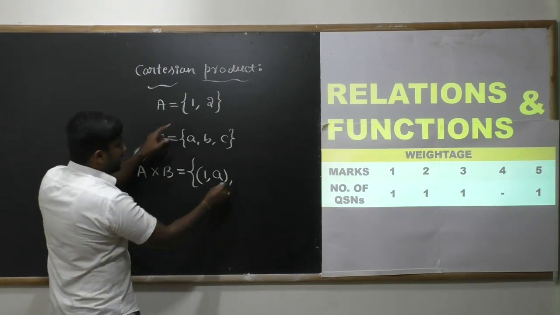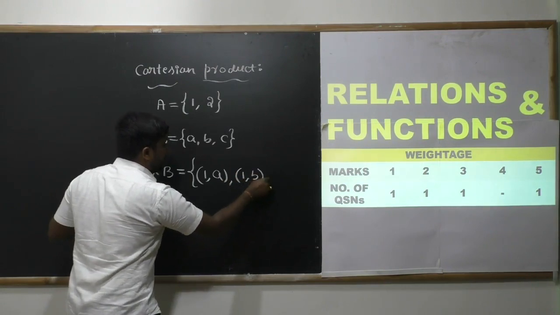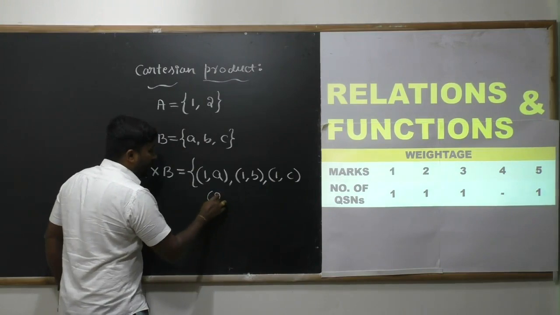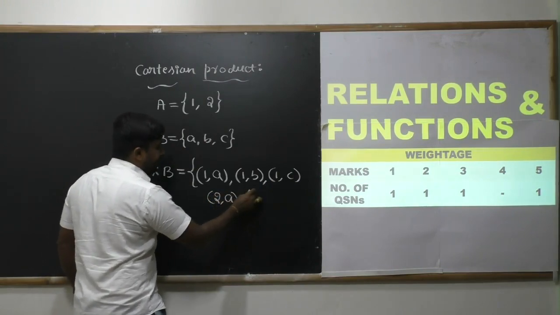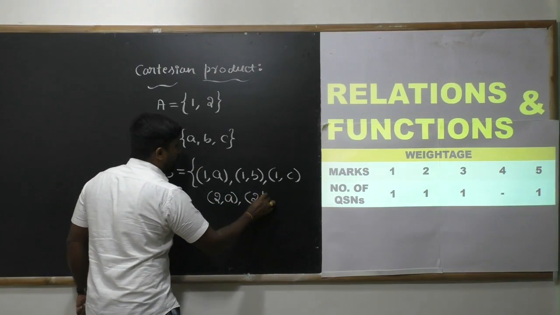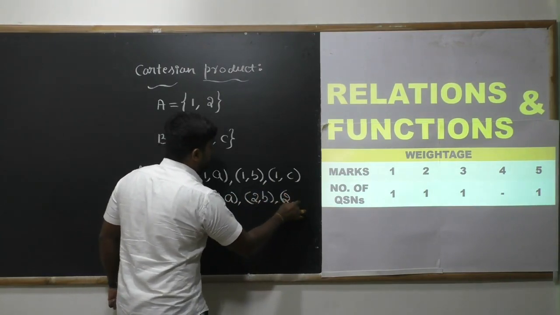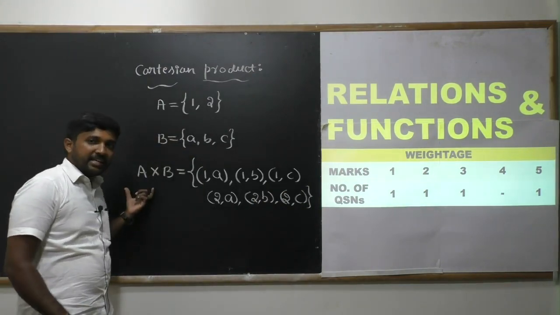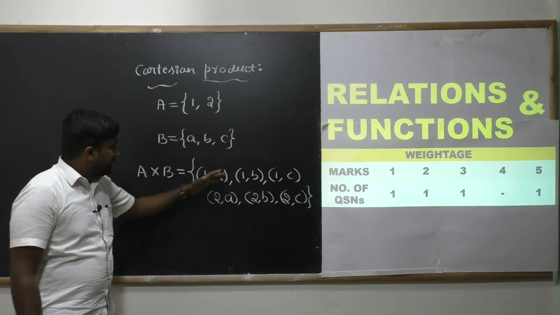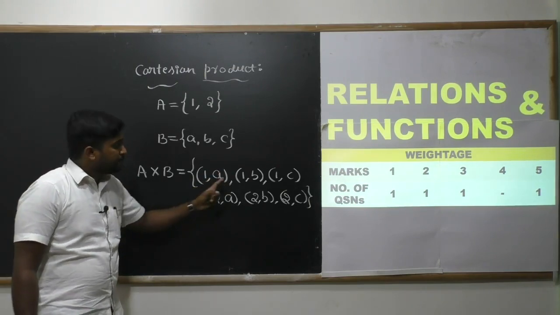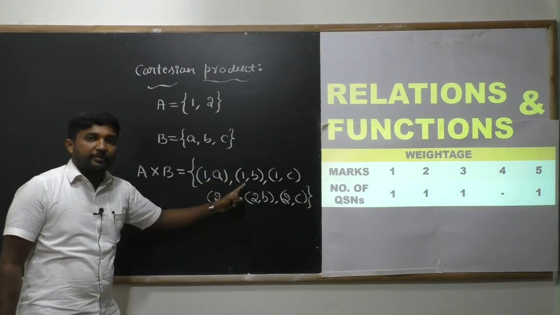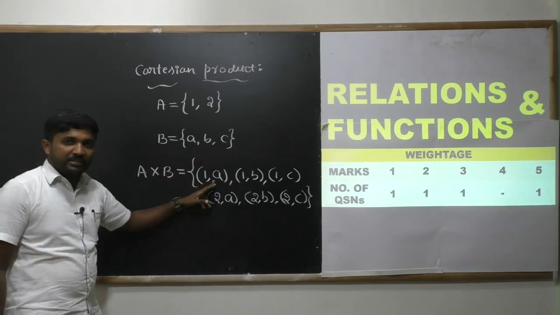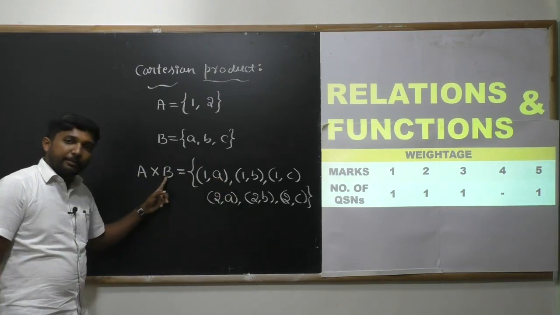Next, second element is 1, b. Third element, ordered pair 1, c. Fourth element, ordered pair 2, a. Next, ordered pair 2, b. Last element, ordered pair 2, c. These are the elements of the set A cross B. Here in this set we observe that all the first elements of the ordered pairs belong to the first set A and second elements of the ordered pairs belong to the set B.